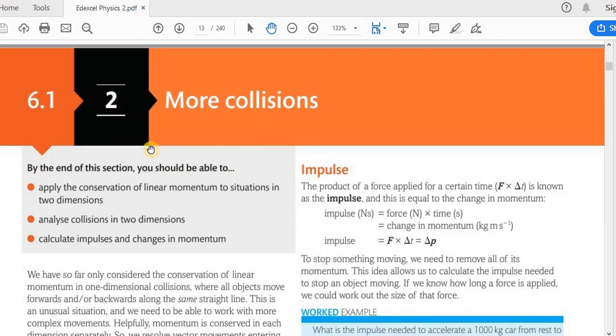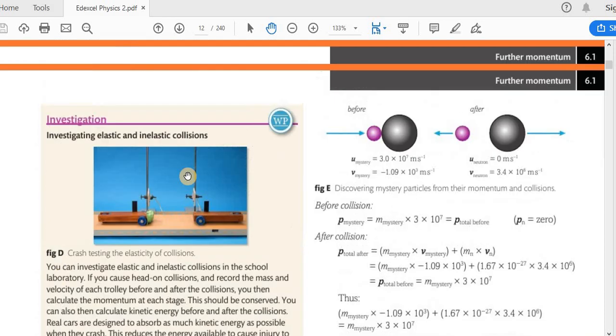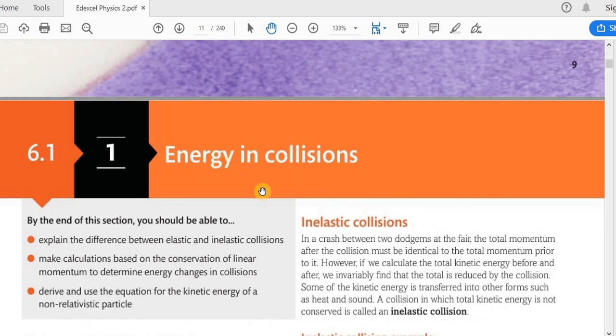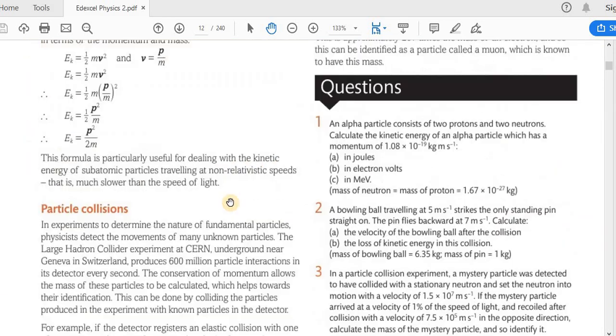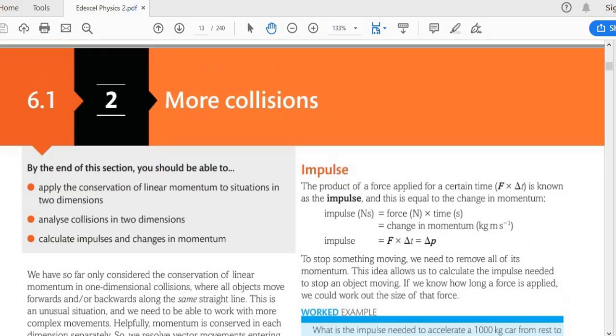Okay, so that is 6.1 part 1, right? If you scroll up, you can see energy in collisions. Now 6.1 part 2, more collisions.